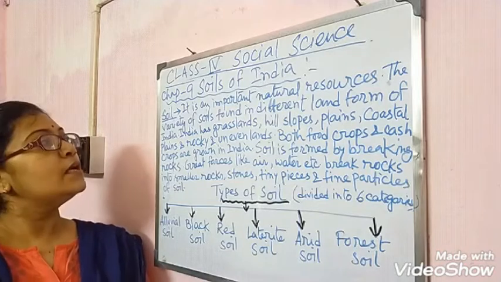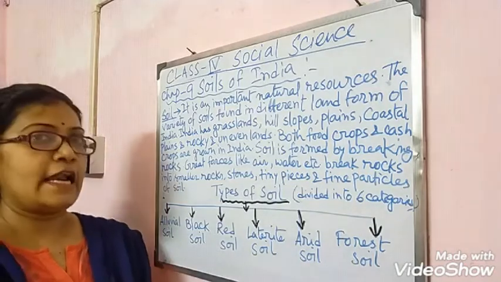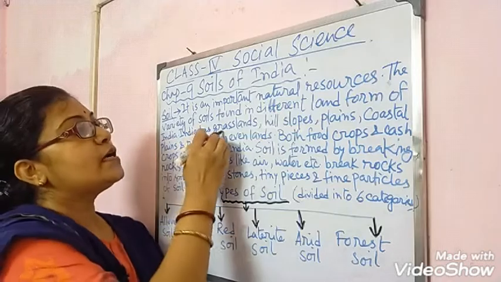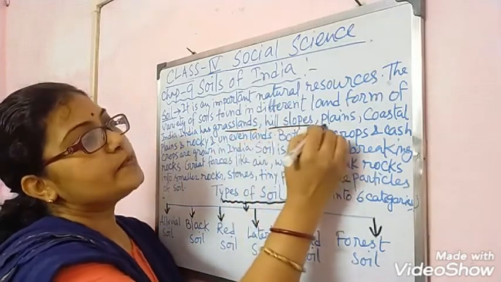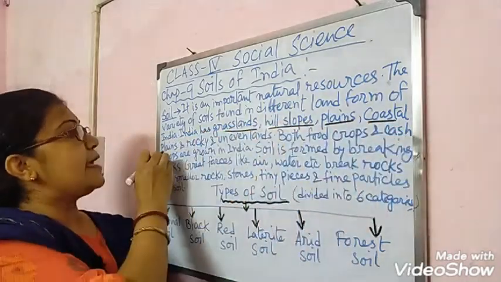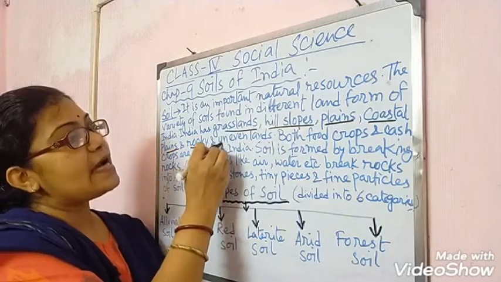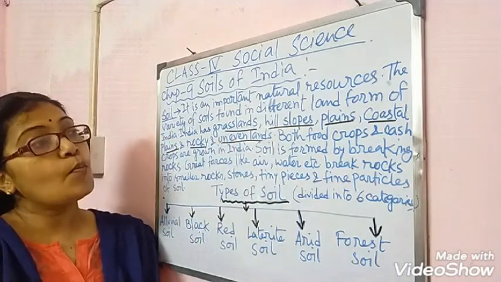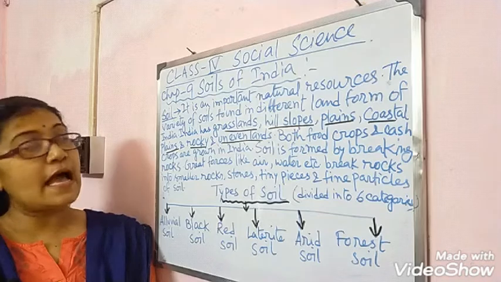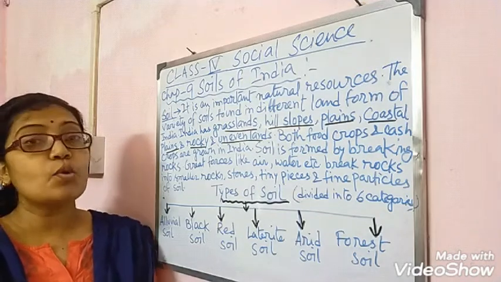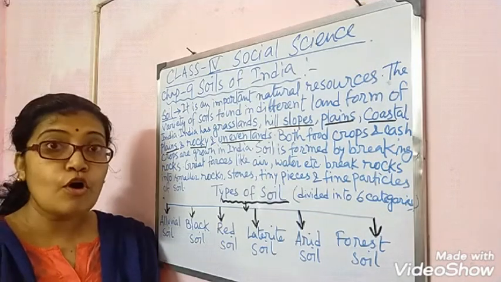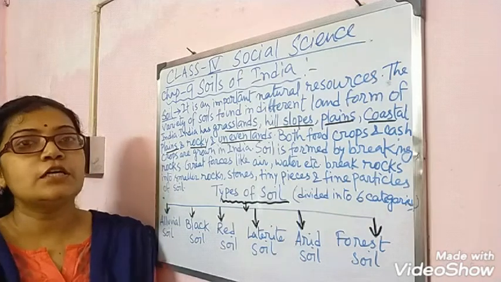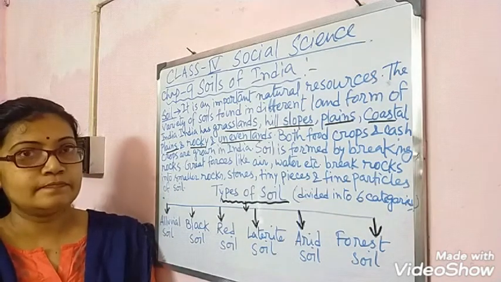India has so many landforms like grassland, hill slopes, plains, coastal plains, rocks and uneven lands also. Both food crops and cash crops are grown in India. So for this purpose, soil is very important for us.